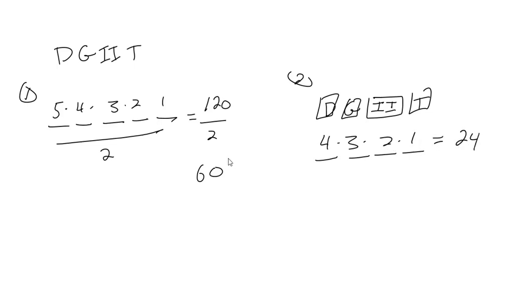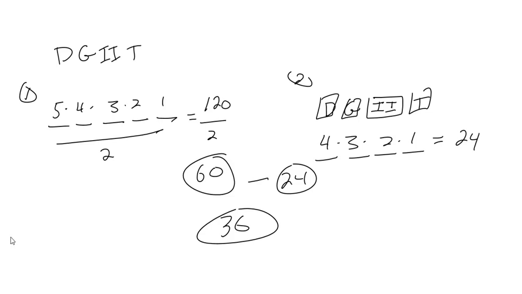We are then going to take the initial 60 permutations and subtract the 24 that would violate the rule that you can't have two I's next to each other. And 60 minus 24, that's 36. And so that's our answer, 36. And that approach is pretty clever.